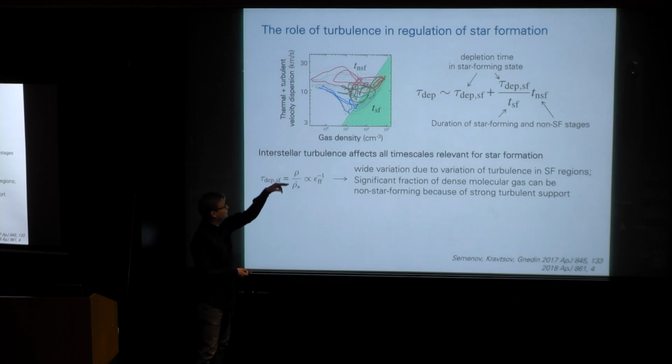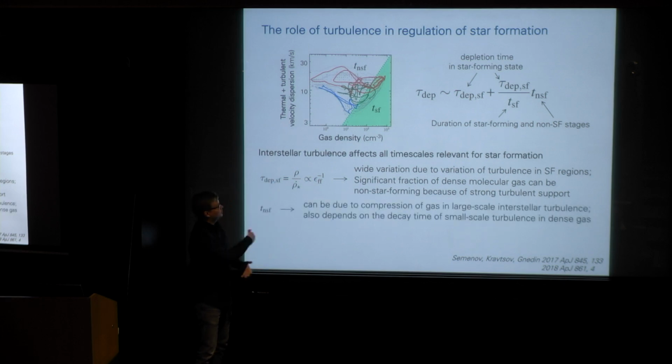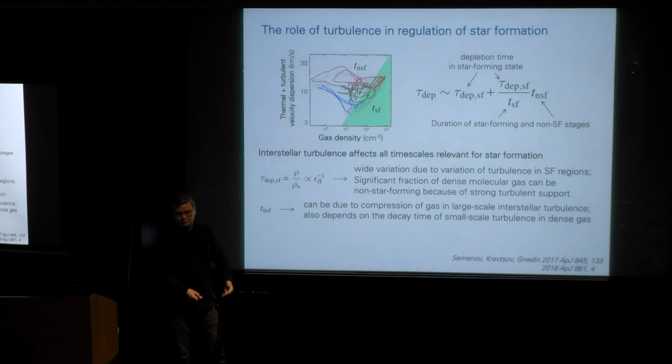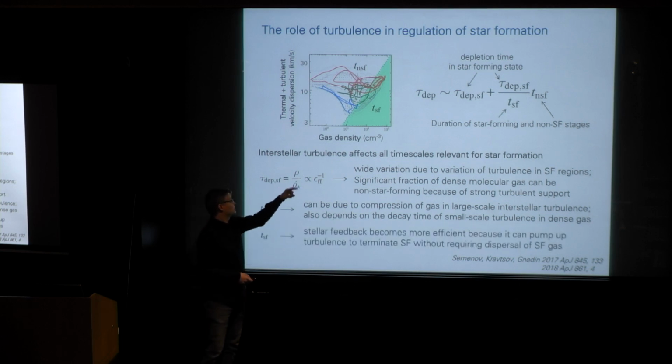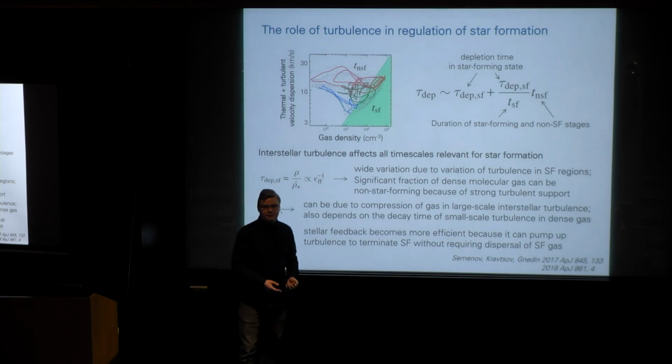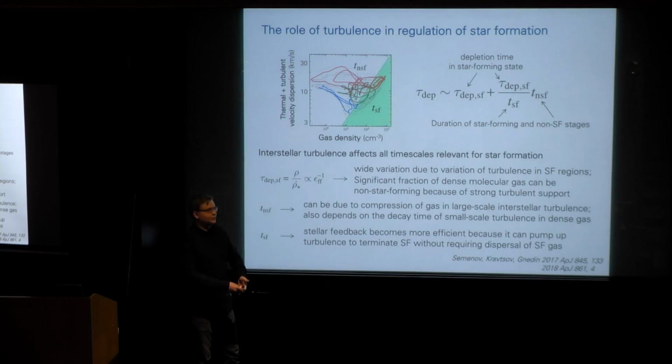But in addition to this, turbulence can also affect the transitions between star-forming and non-star-forming states. For example, large-scale turbulence can move gas around this plane, and in dense gas, the transition to the star-forming state is set by the decay of turbulence locally in star-forming regions. At the same time, turbulence can make stellar feedback more efficient in removing gas from the star-forming state, because now stellar feedback can just drive turbulence to stop star formation in star-forming regions instead of needing to destroy the entire region. And this can be much more efficient.